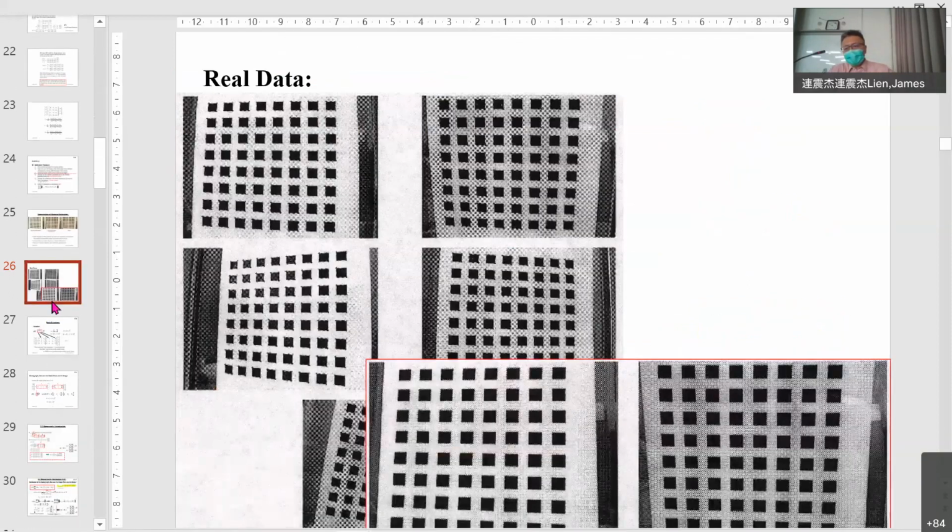So this is a chessboard, right? So we know the position of each one. It's 2 centimeters by 2 centimeters, but it can be any kind of size. But you should know this one because we design this one. Okay.